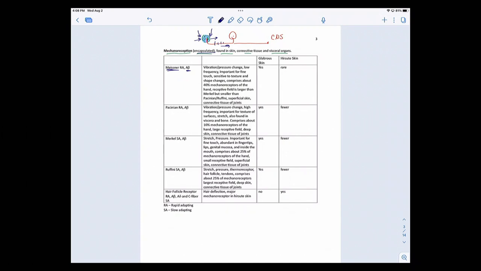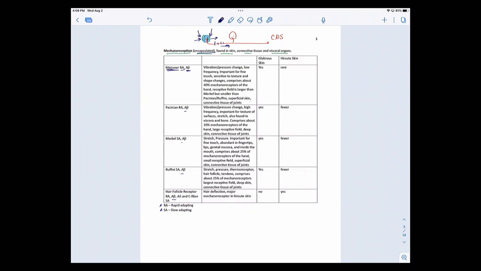In fact, all 5 of these have A betas associated with them, and again, I'm going to go one by one. Another thing you see here is it's an RA. RA means rapidly adapting, and I'm going to talk about rapid adaptation on the next page. So you have rapid adaptation and you have slow adaptation. Again, I'll elaborate on that in a minute. So Meissner's: rapid adaptation in A beta fibers.